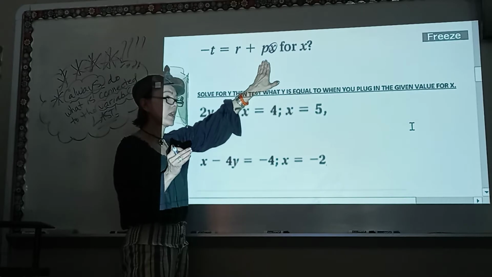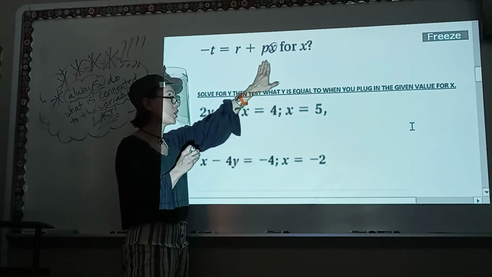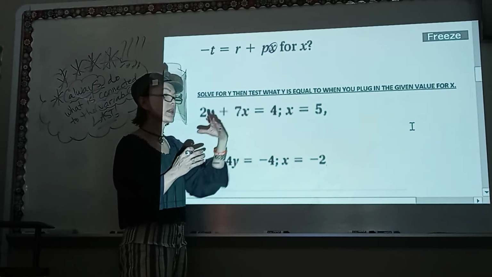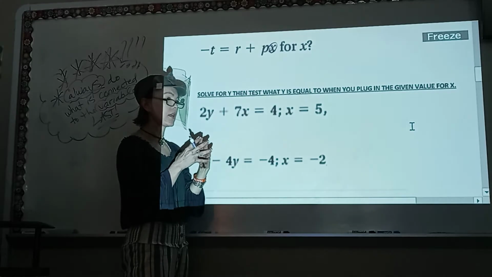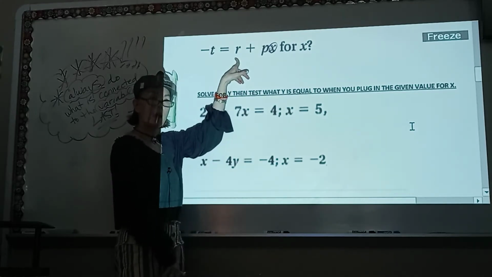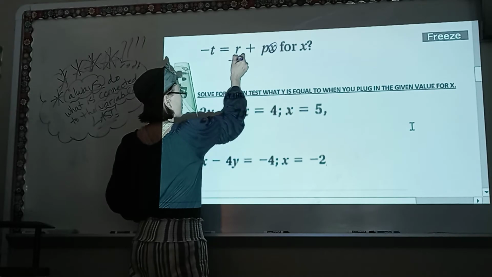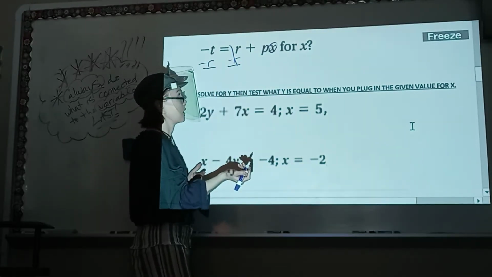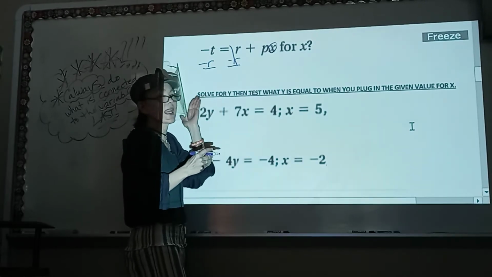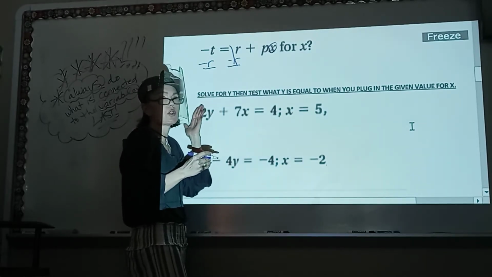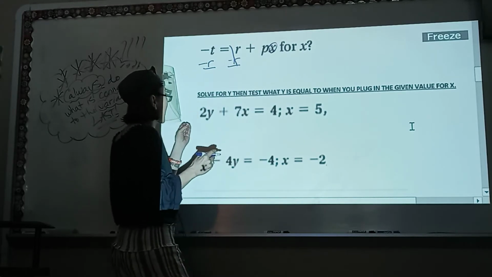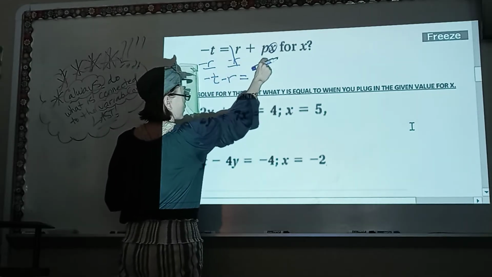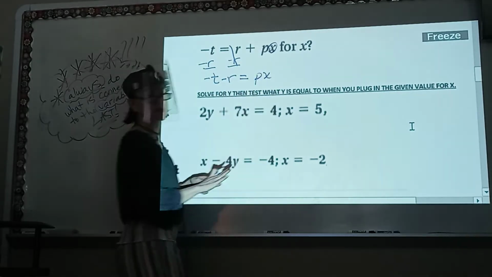What did I say yesterday? Whatever variable is connected to the variable that you're solving for, that is what you always do last. Always look for an easy addition or subtraction opportunity first. Do we have one? Yes. What is the opposite of a positive r? Negative r. So we subtract r from both sides. Can you actually do negative t minus r? No, so it stays exactly that. So you have negative t minus r equals, bring down what we have left, p times x.